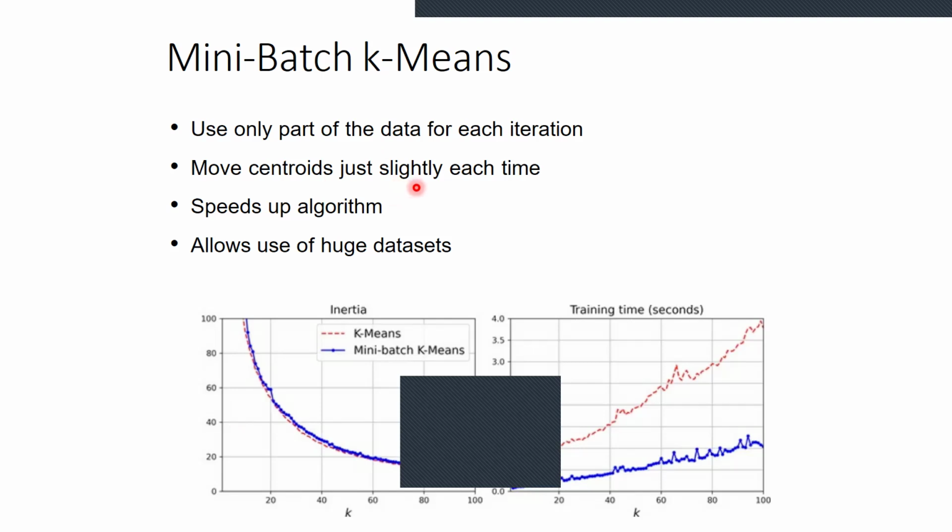It moves the centroid slightly each time, and it also speeds up the algorithm. It allows us to use a huge data set. So here below you can see two graphical representations: one is k-means, and another one is mini batch k-means.